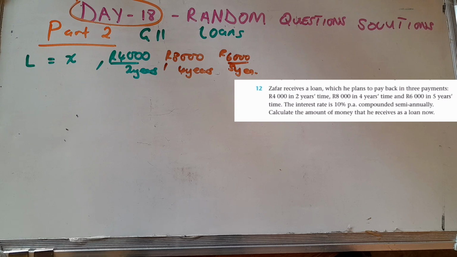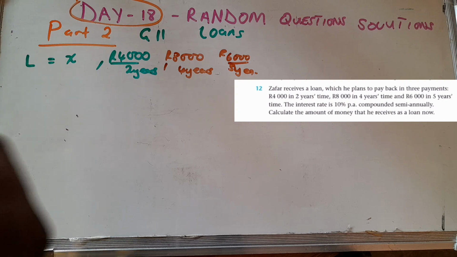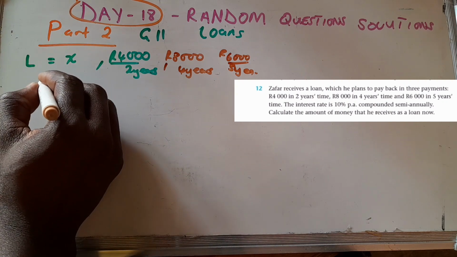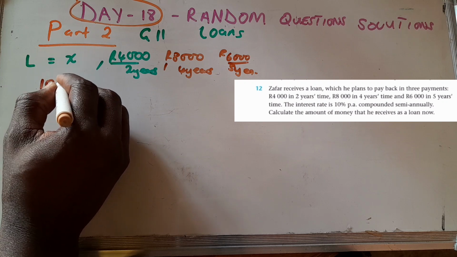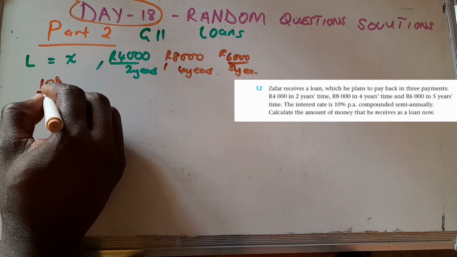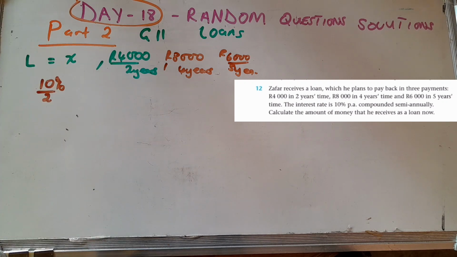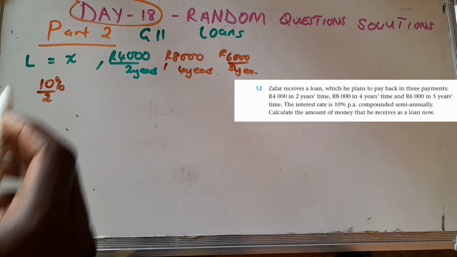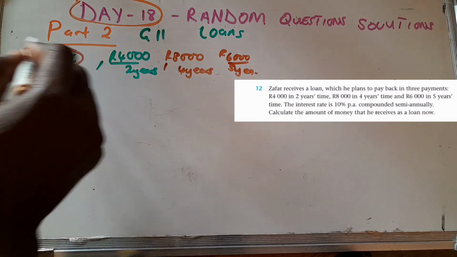So it means that if we are trying to draw that timeline, we are going to do something like this. We are also told that the interest rate is 10% per annum compounded semi-annually. So it means that our interest was not changing. It was just 10%, so semi-annually it is divided by 2. And they say calculate the amount of money that he receives as a loan. So we are trying to calculate this loan like this, right?